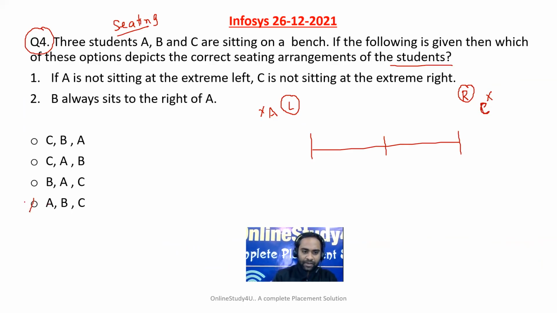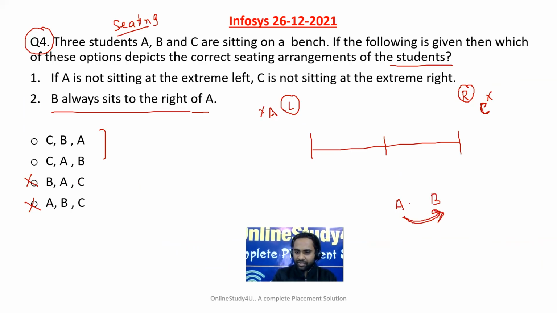So A is sitting at the left, gone. C is sitting at the right, gone. So now we have only two options. Out of that, one will be correct. B always sits to the right of A. So definitely A should sit here and then only B. Our right side will be this, so A's right will be B.